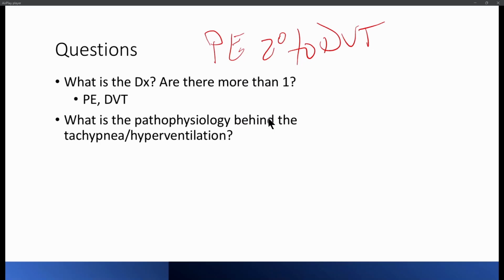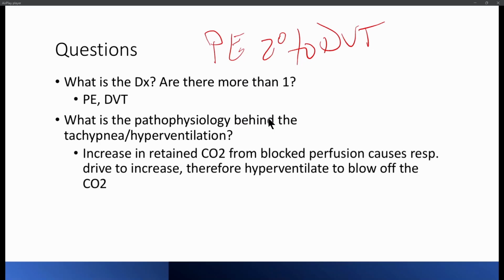How do you correct hypoxia? You breathe more. Heart rate goes up to deliver more oxygen to those areas. Also, increased CO2 from that blocked perfusion, no gas exchange. So yes, hypoxia is very important, but also we're not getting rid of CO2 either. So CO2 starts to build up. That also is going to cause hyperventilation to try and blow off that CO2 from the acidity that's building up. So that's what a PE is.